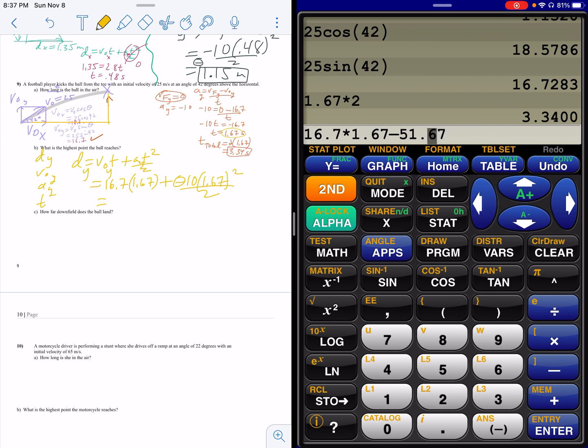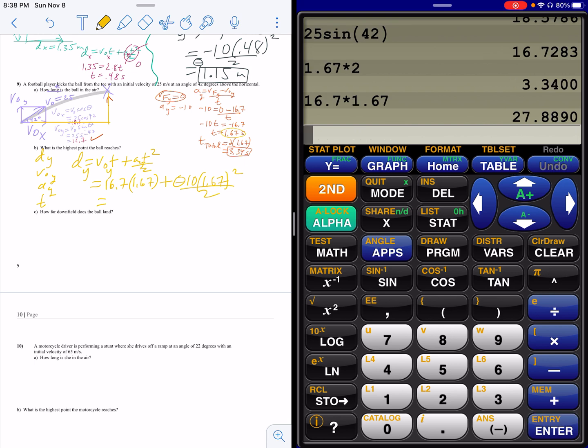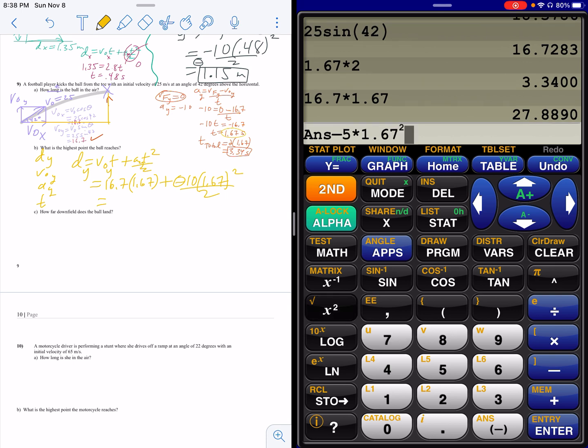Oh, let's just do it this way. Let's clear that, do that again. 16.7 y times t, 1.67, equals minus 5, which is 10 over 2, times 1.67 squared.